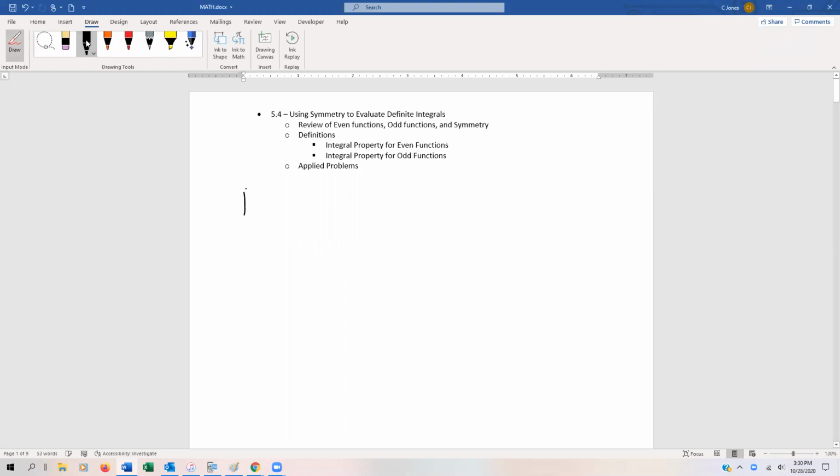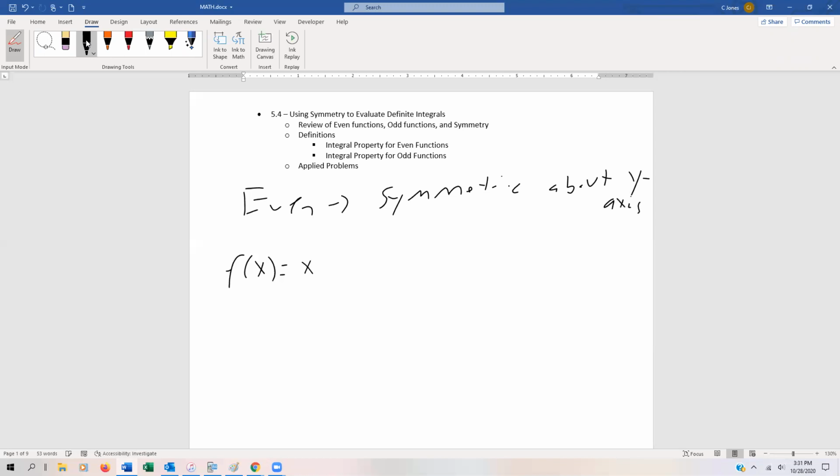So let's start with an even function. An even function is symmetric about the y-axis. Right? And the most basic even function that I can think of is f of x equals x squared. And we know what f of x equals x squared looks like. It looks like this. Right?